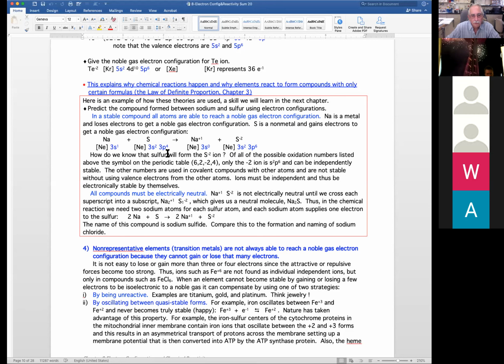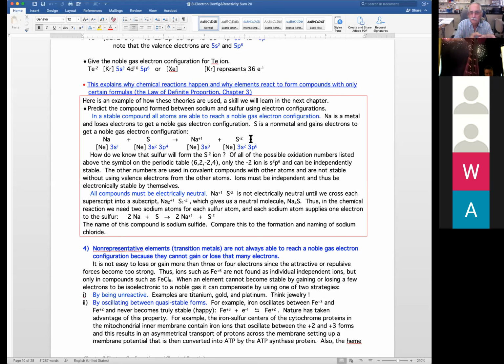What about sulfur? Sulfur is not happy either. It's S2P4, it wants to become S2P6. So guess what? Sodium wants to get rid of electrons. Sulfur wants to take electrons. If they get together and do this chemical reaction, they will become more happy. So this is what sodium wants to do: form the +1 ion. This is what sulfur wants to do: form the -2 ion.